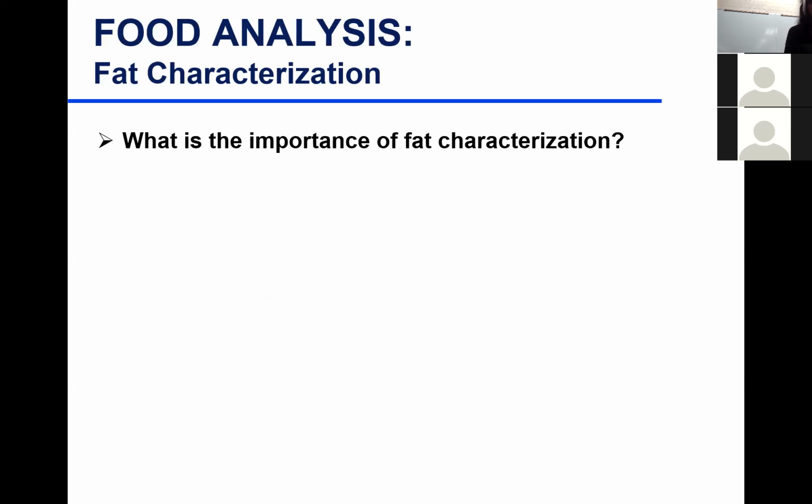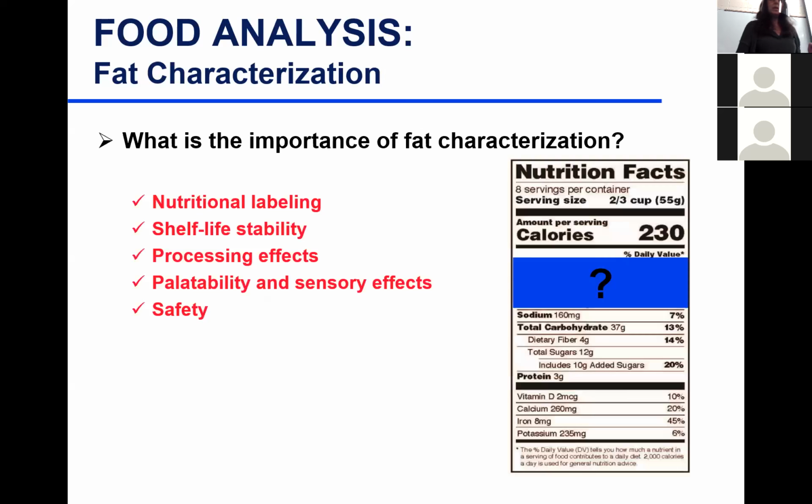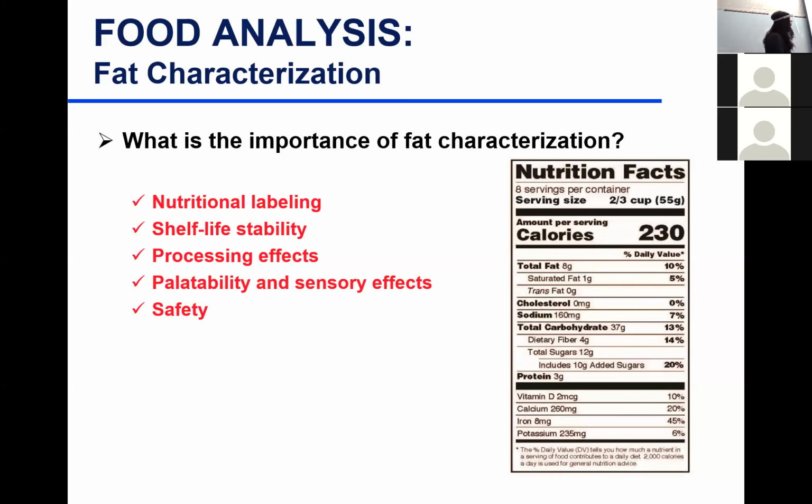Abby, nutrition label, exactly. In nutrition labeling, you see total fat, but you also see saturated fat and trans fat. So the saturated fat and trans fat are part of the nutritional labeling. It's not only determining total fat, we also want to determine what different components we have. And we also have cholesterol, not to forget that as well. It's part of the lipid component of your food. All right, shelf life stability.